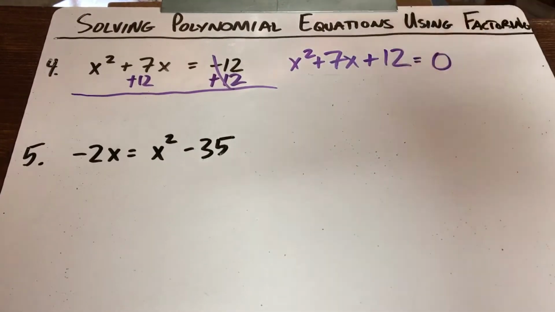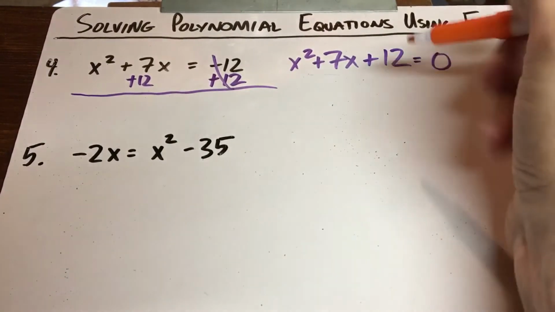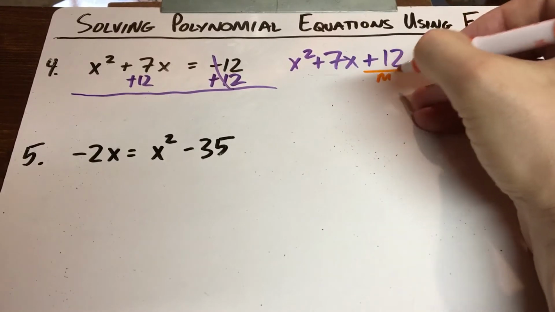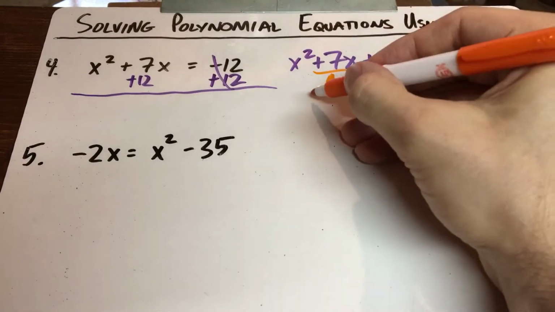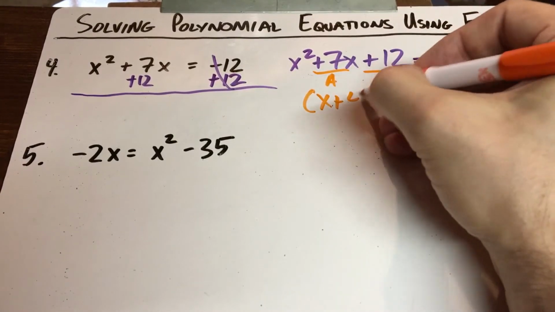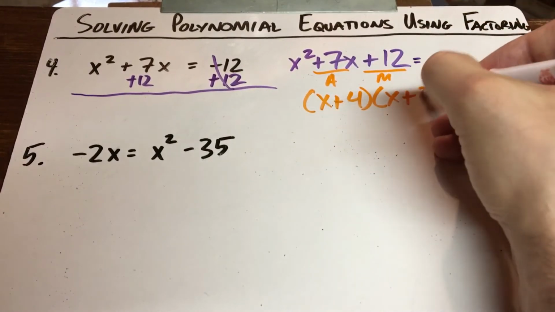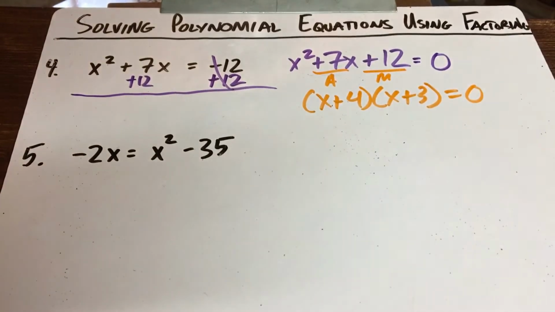Do we know two numbers that will multiply together to equal 12 and add up to equal 7? That's got to be 4 and 3, right? 4 times 3 equals 12, and 4 plus 3 equals 7. And so I can write it like that. There you go. I factored it. Step 2, factor. And now step 3, use the zero product property.